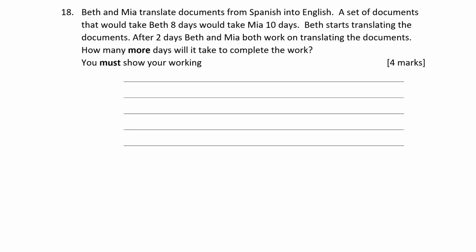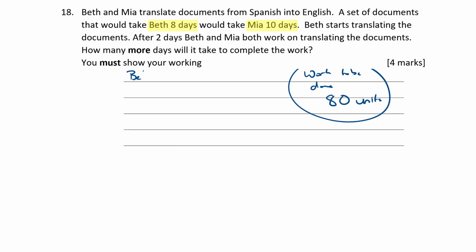Now, probably the easiest way of dealing with this problem is coming up with a multiple of 8 and 10, a common multiple, and then assigning that as the amount of work that needs to be done. So if I say work to be done, and I let that equal to a multiple of 8 and 10, let's call it 80. So I've got 80 units of work to be done. I've just worked out what 8 times 10 is.